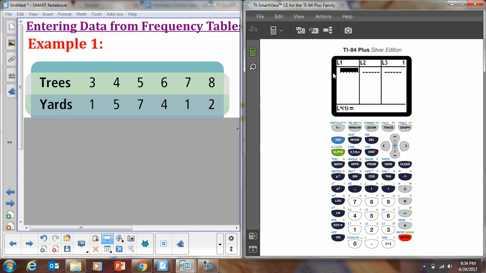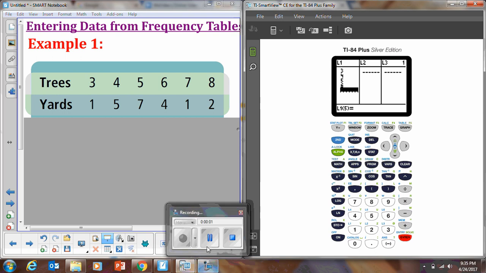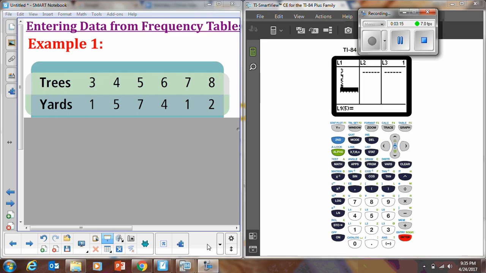L1 will contain my trees. So I start hitting 3, enter, 4, enter, 5, enter, 6, enter, and so on. I'm going to pause this while I enter. As you can see, I've entered both the list as well as the frequency.